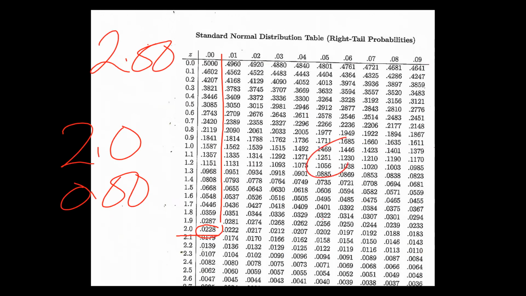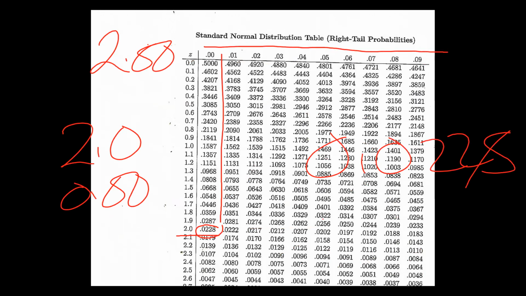So this area, which is 0.0228, is the area after it, because this table gives a right tail probability. It gives the probabilities to the right of the critical value that you're given, the Z value. Did you get that?